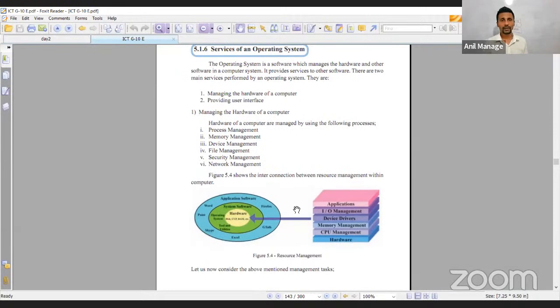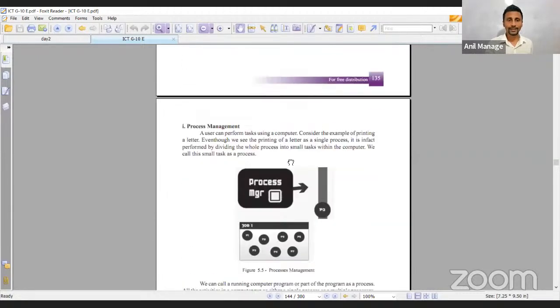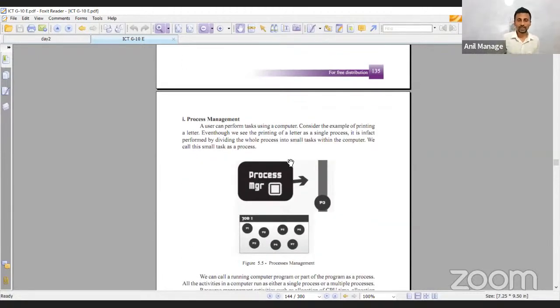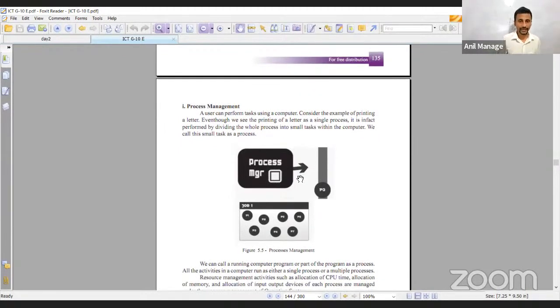Now here you have actually point 4. One is managing the hardware of the computer. Other one is providing user interface. So when you take managing hardware, one thing is process management. Now I'm not going to read the same thing which is in the textbook. You can read it later.